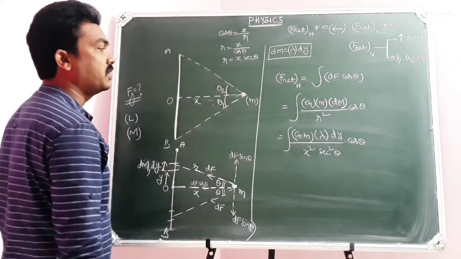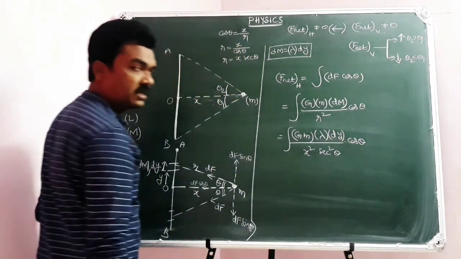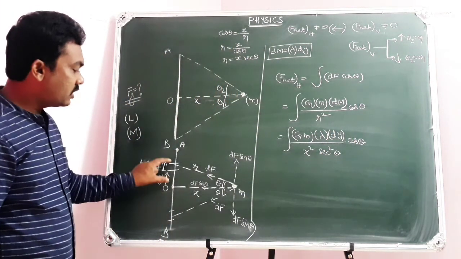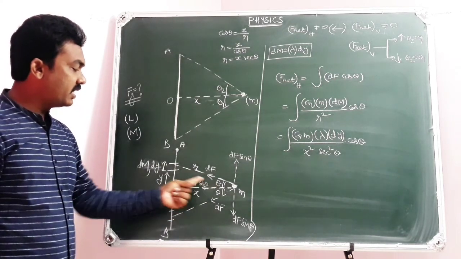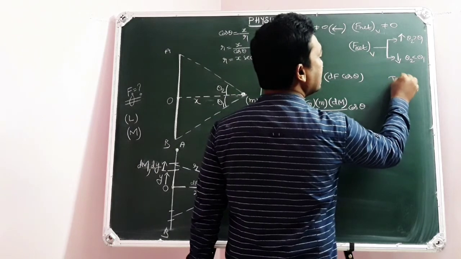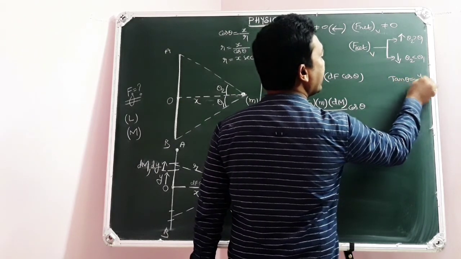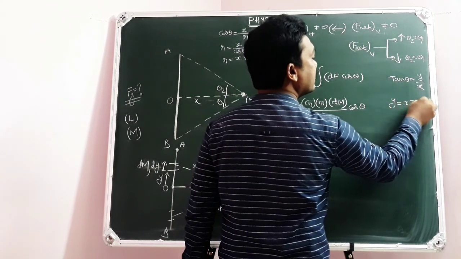Now a little more explanation. How to substitute for dy? This is a little more mathematics. You see here, this opposite side is y, this adjacent side is x. So I can write tan theta equal to y by x. So y equals x into tan theta.